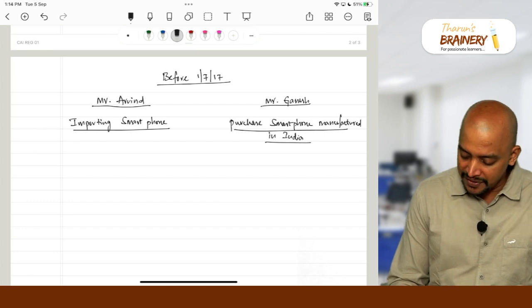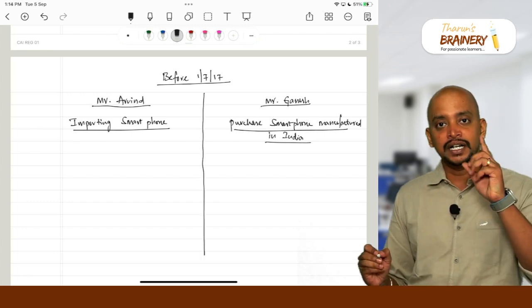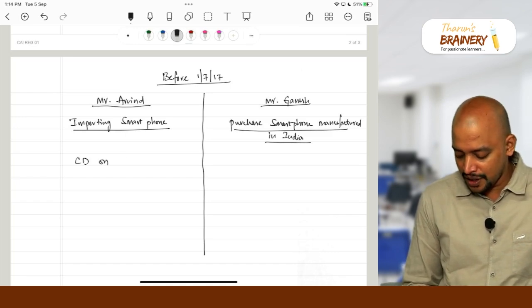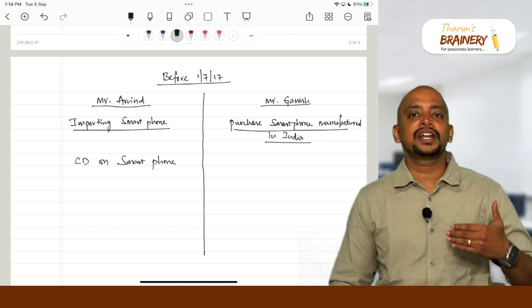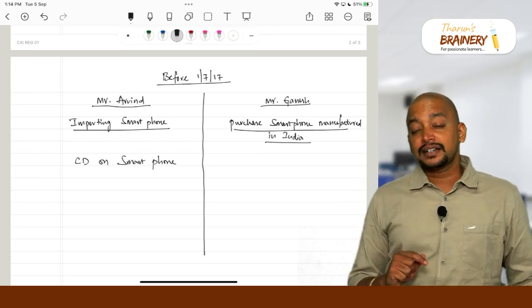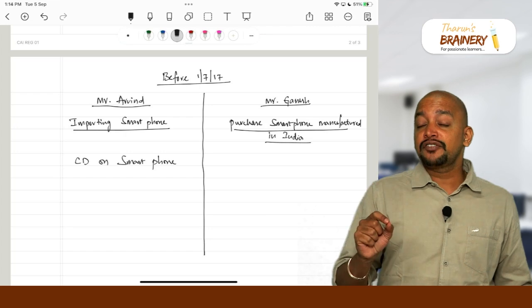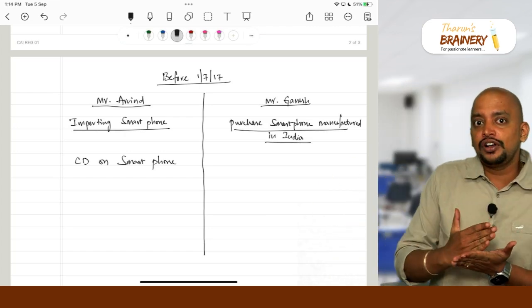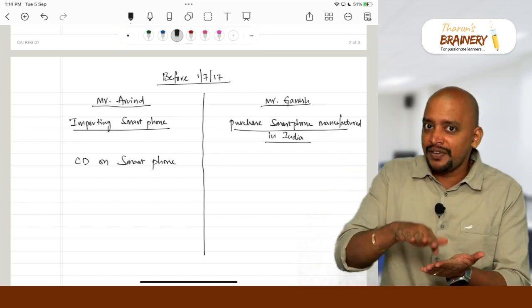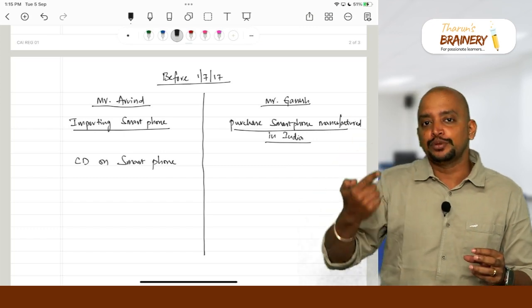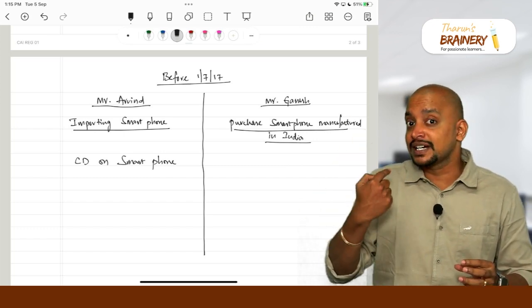So on Mr. Arvind, there will be only one burden. What is that? Customs duty on smartphone, because he is importing. What is the taxable event for customs? Import of goods. But Ganesh is purchasing a smartphone manufactured in India, which means that to manufacture that smartphone, some raw material will be imported. So on that imported raw material, the manufacturer will pay customs duty.